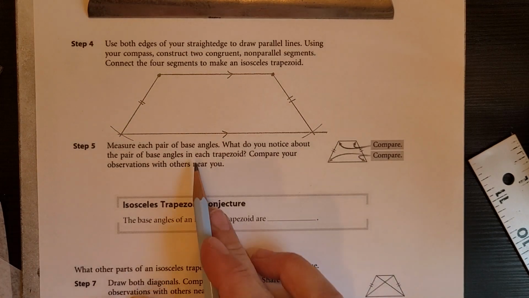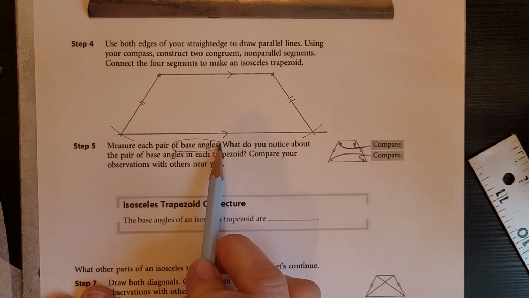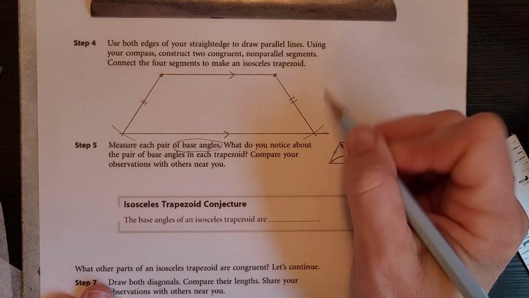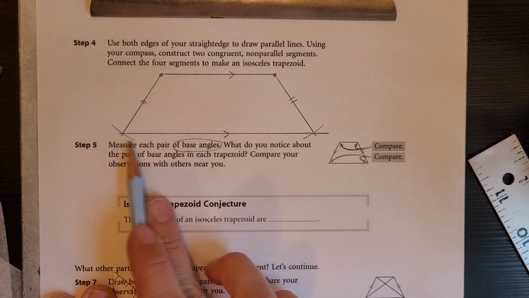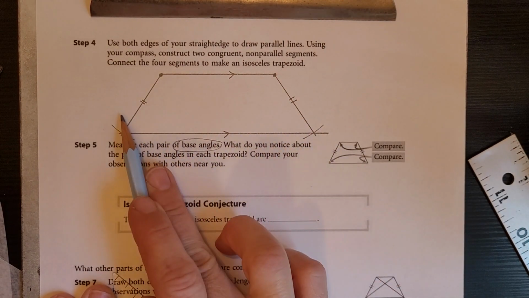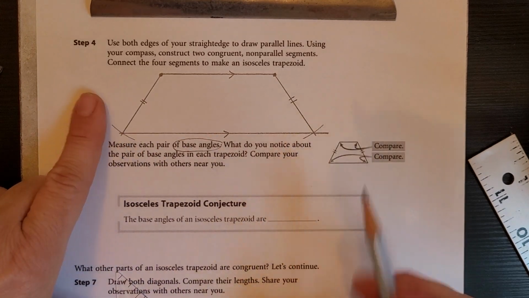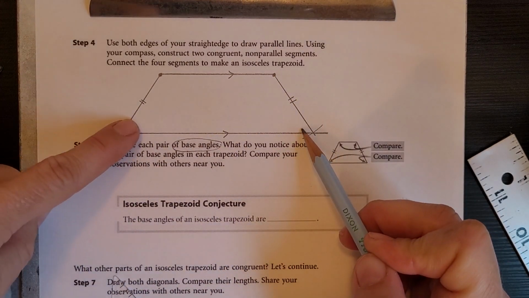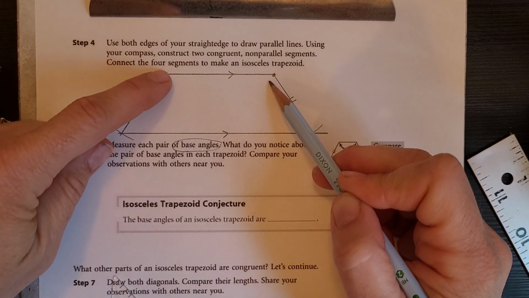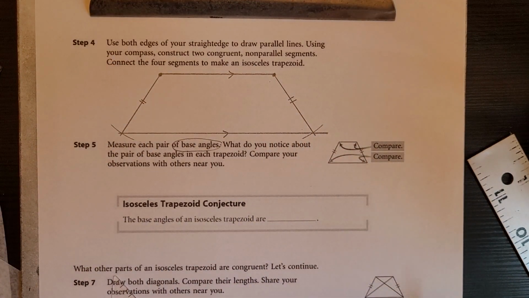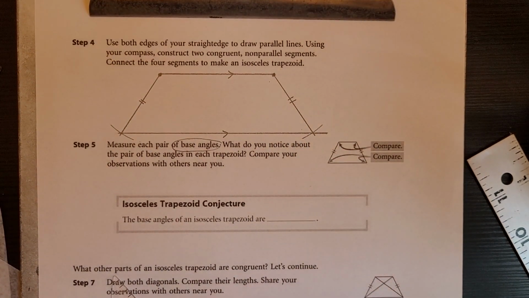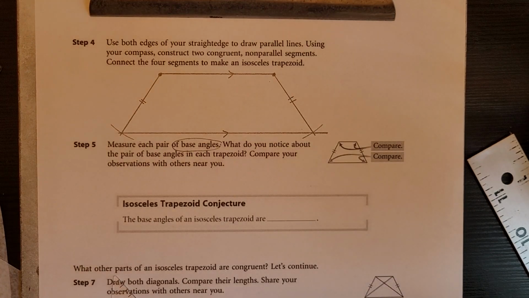Okay, so now we're supposed to measure each pair of base angles. The base angles are the angles formed by one of the parallel sides and the other two non-parallel sides. So these are a set of base angles and these are a set of base angles. So let's go ahead and compare that to measure them. Again, I'm going to pause my video and do my measuring and then I'll show you the results.